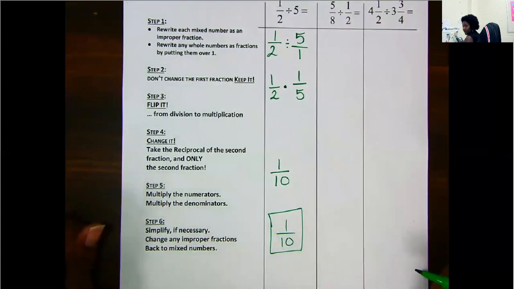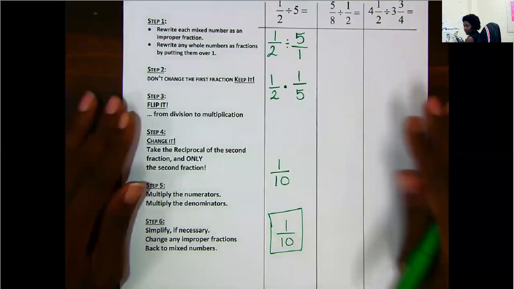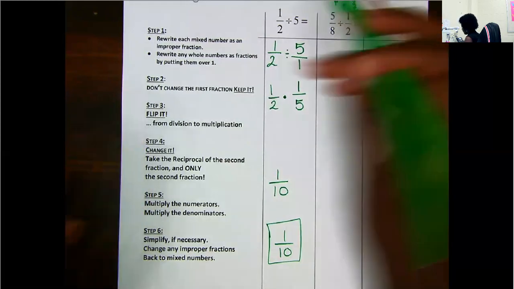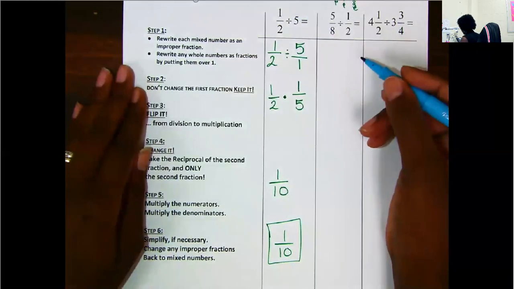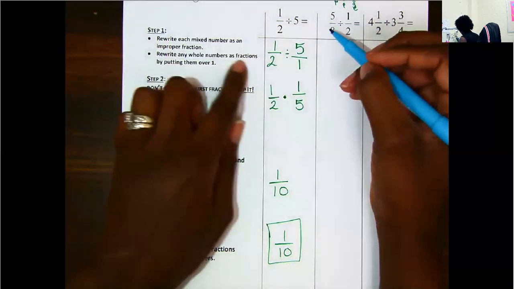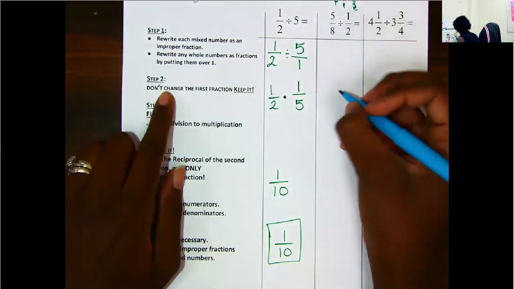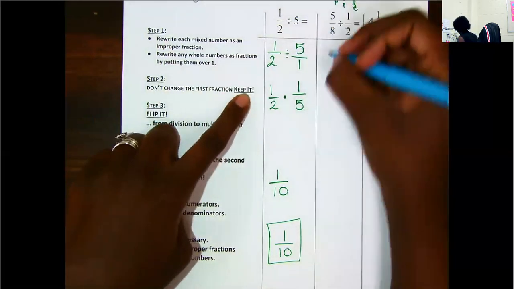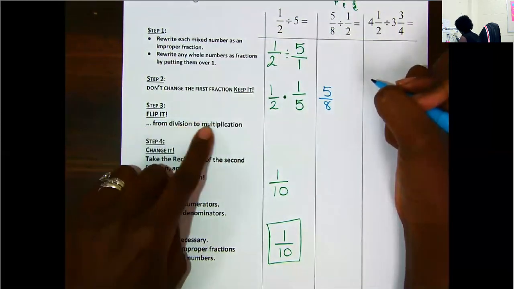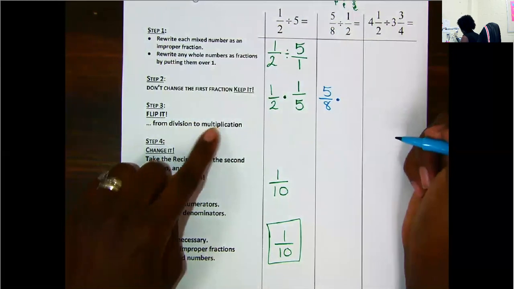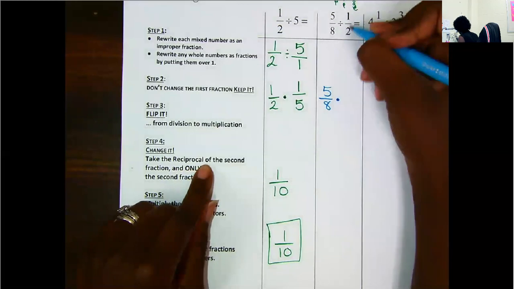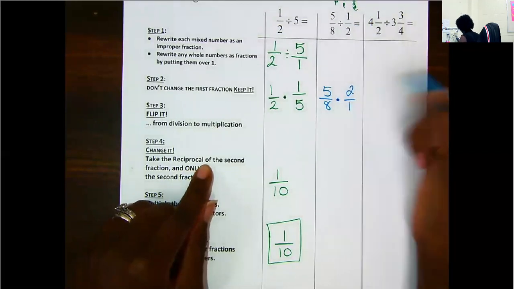Okay, seems easy enough, right? Okay, let's try another one. Let's go back to the top. We're going to have 5/8 divided by 1/2. I'm going to change colors. So first we're going to rewrite it. We don't have a mixed number. We don't have a whole number, so we're good there. We're going to keep the first fraction the same. We're going to now flip it from division to multiplication. And then we're going to change the second fraction by taking its reciprocal. So instead of 1/2, we now will have 2 over 1.